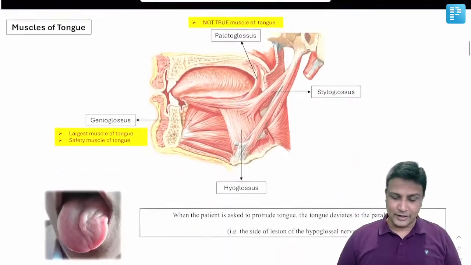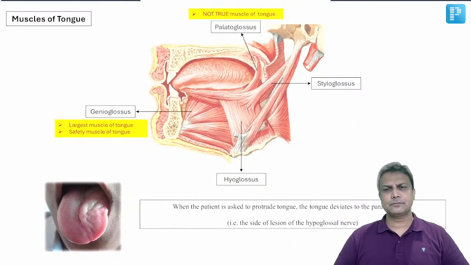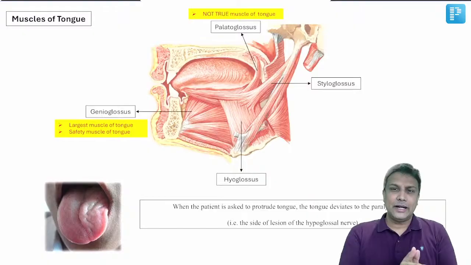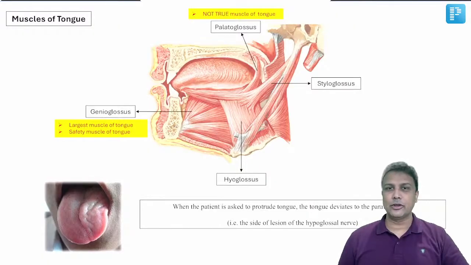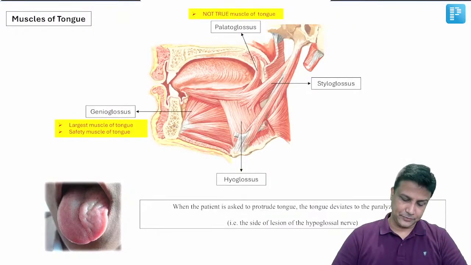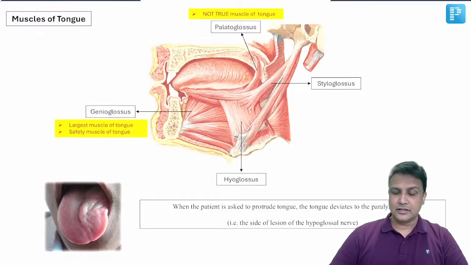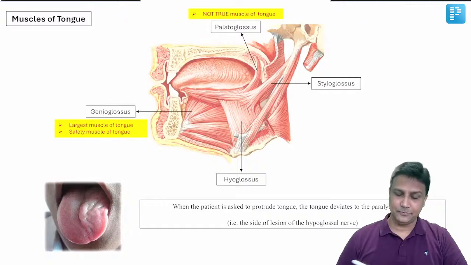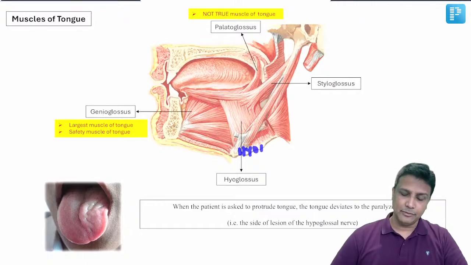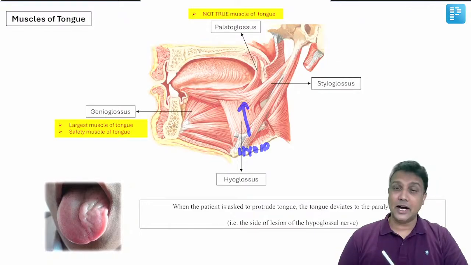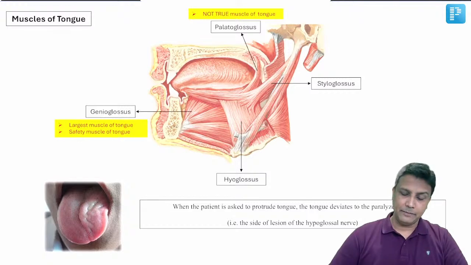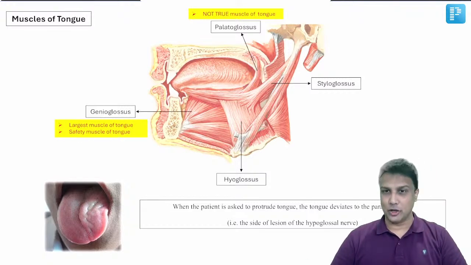Moving on to the next topic right now, muscles of tongue. Muscles of tongue are divided into intrinsic and extrinsic, but you just got to remember the extrinsic muscles of the tongue for your exam. Number 1, from the genial tubercle of the mandible, there is a muscle going into the tongue, and this one here will be genioglossus. There's a styloid process here. From here, this muscle going to the tongue, styloglossus. Below here will be your hyoid bone. From this to the tongue will be the hyoglossus. And from the palate into the tongue, that is your palatoglossus.